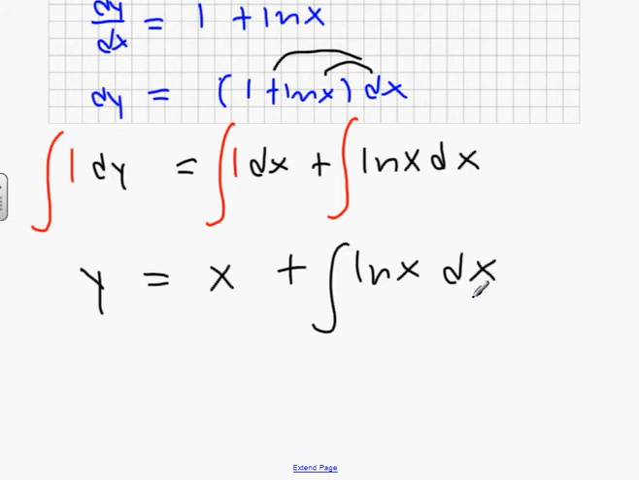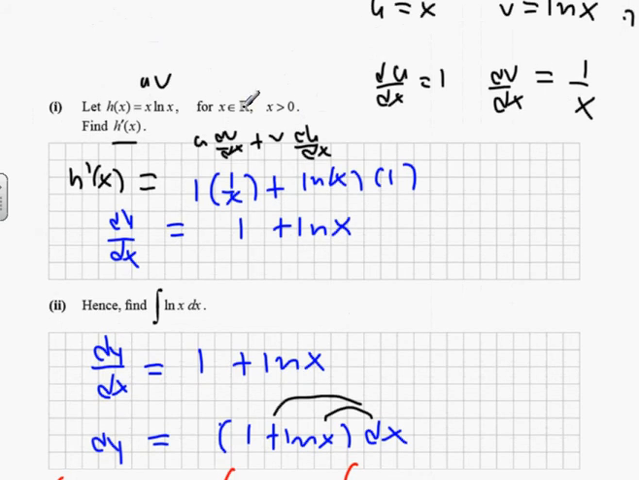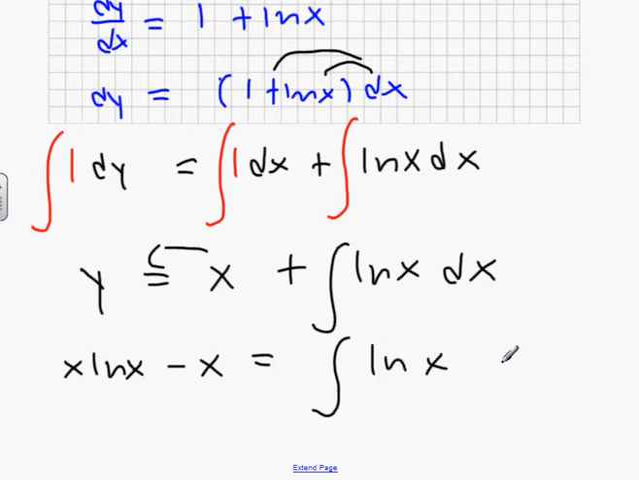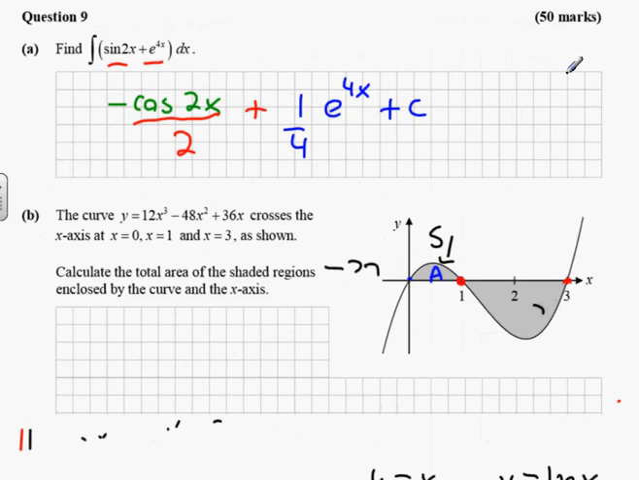Now remember, it's an indefinite integral, so there's going to be a constant at the end. So we're going to change y. We know that y equals the original function. y equals x ln x, because it's the original function. So x ln x, take away x, equals the integral of ln x dx. Now all we have to do next is, we forgot about the c value because there's no limits on these integrals, so it's going to be x ln x minus x plus c, and that's the integral of ln x dx. Okay, now we're going to move on to the next question.